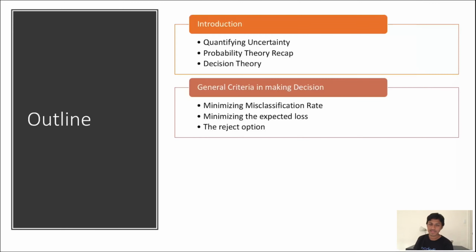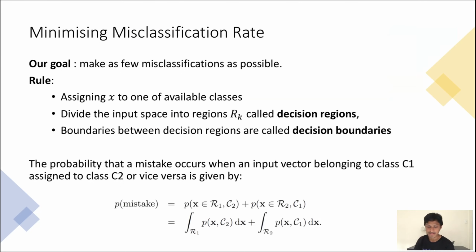We have three approaches here. The first one is minimizing the misclassification rate, the second one is minimizing the expected loss, and the last one is the reject option. The first idea is minimizing the misclassification rate. It means that if our aim is to minimize the chance of assigning x into the wrong class, then intuitively we would choose the class having the higher posterior probability.